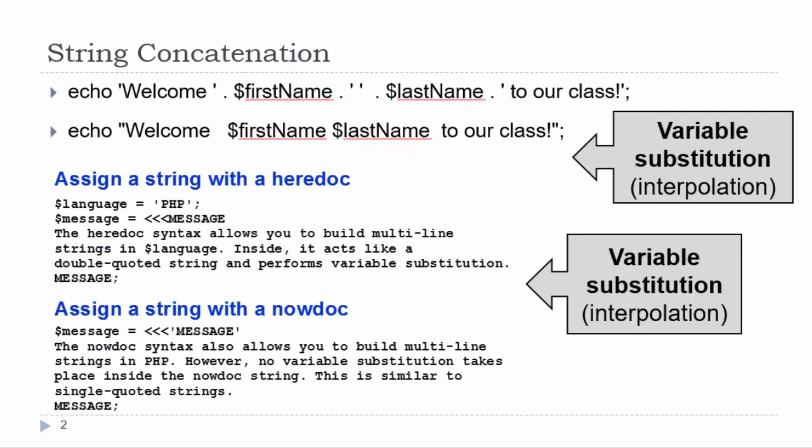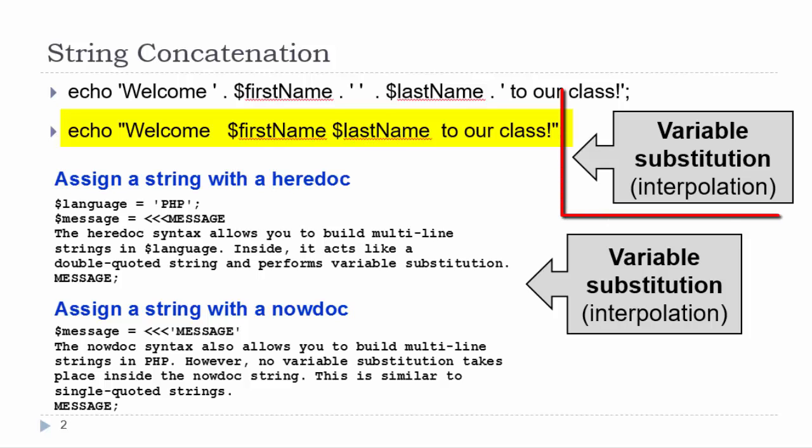So let's review string concatenation. Here we see concatenating with the period, and this is how you would need to do it if you're using single quotes. However, when you use double quotes, PHP is allowed to do what is called variable substitution. That allows us to enclose the variable names within the double quotes, and it will actually interpret the value, known as interpolation.